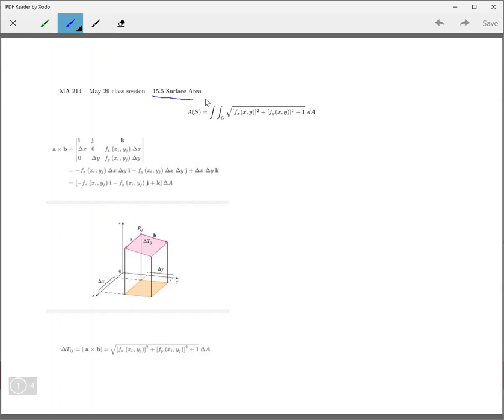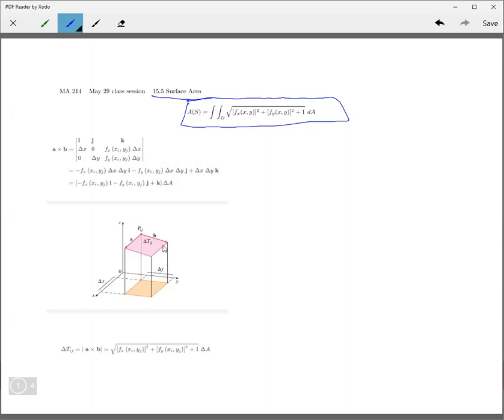Surface area. And this right here is the main formula that you need to remember. I'll just go into briefly how this formula comes about. As you recall, here's the situation.